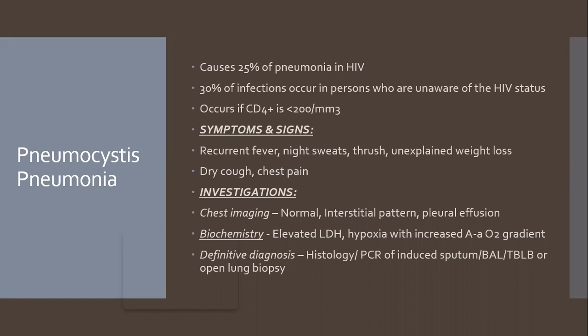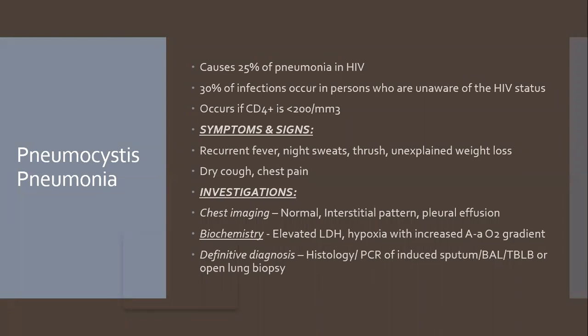Blood investigation, he will have elevated LDH. Since it's a lung infection, patient will have hypoxia, and you do an arterial blood gas analysis. For people who don't know what is the capital A, small a O2 gradient, capital A is the alveolar oxygen concentration, small a is the arterial oxygen concentration. If there's some lung infection, the alveolar oxygen cannot enter the artery. So there will be an increased alveolar arterial oxygen difference or gradient, if you know.